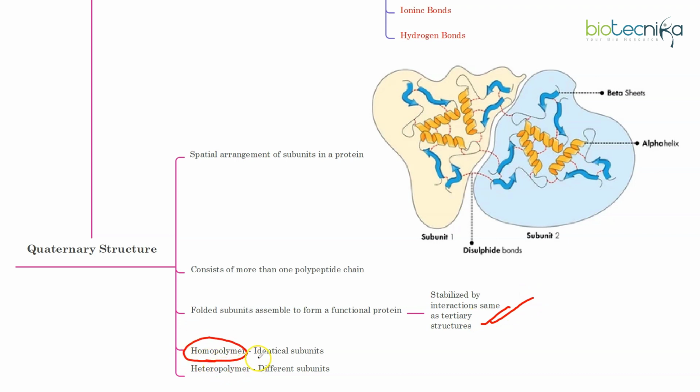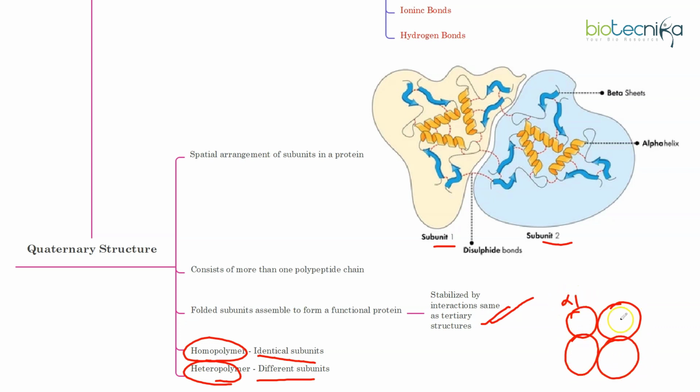You may have a homopolymer, which consists of the same type of subunits, or you can have a heteropolymer, which consists of different subunits. For example, hemoglobin. Hemoglobin is a tetramer which consists of 4 subunits to be functional, which are alpha 1, beta 1, alpha 2 and beta 2. So that's what they have, 4 different subunits arranged together.